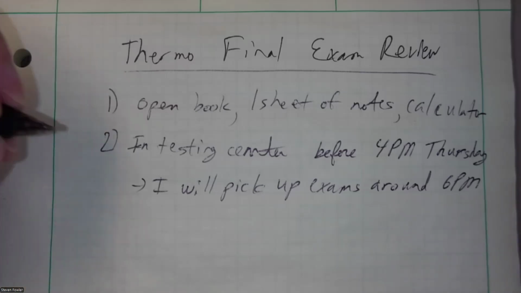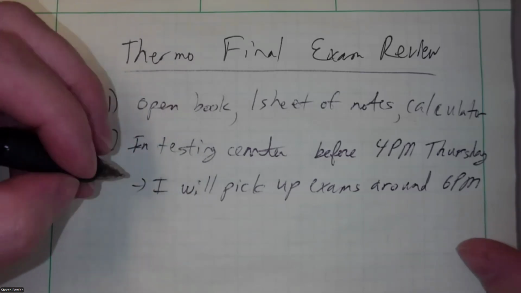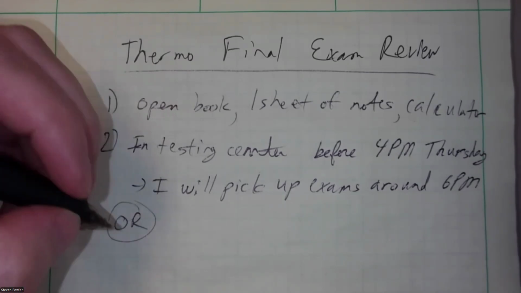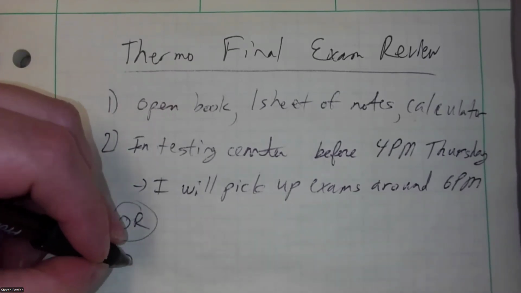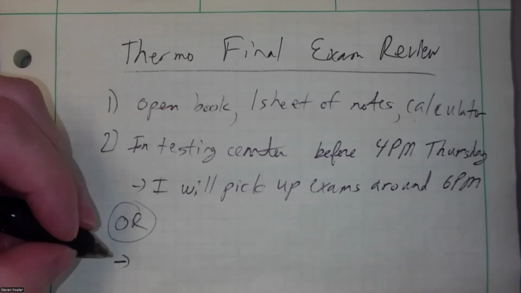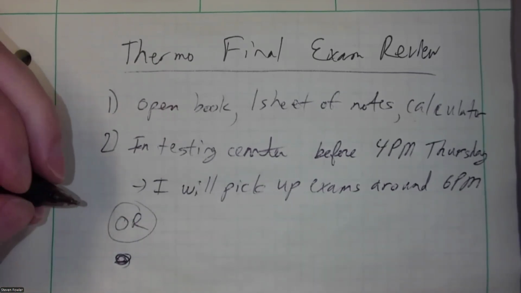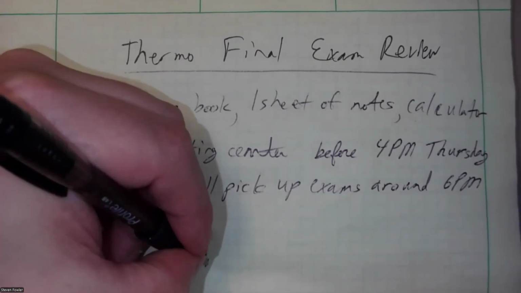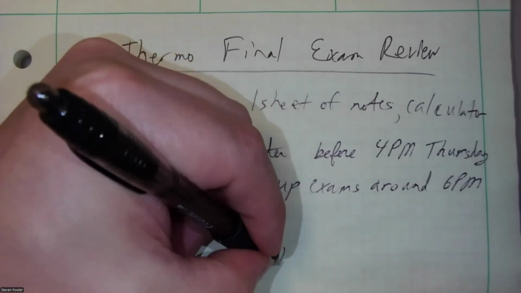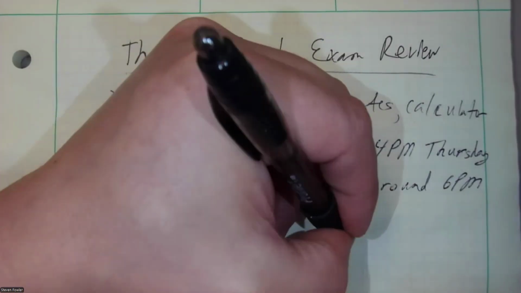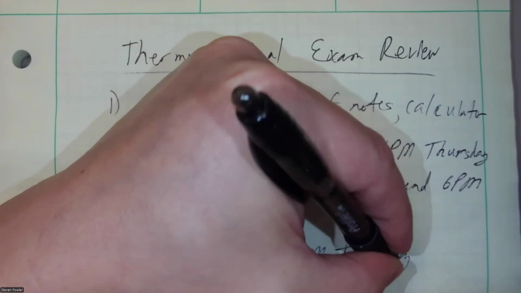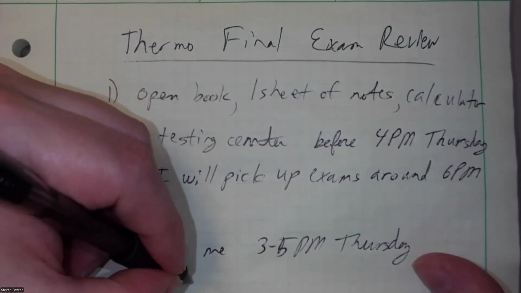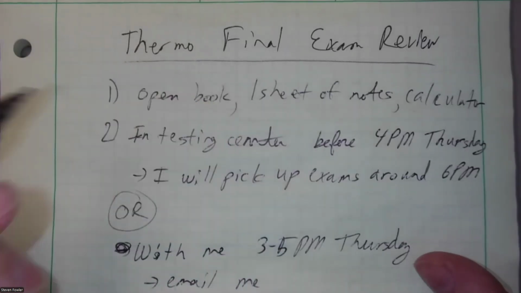Okay. Let's not do the alternative, right? The other alternative is, at least let's not do the one where you get it done after 6. You're not going to like the results of that. Or you can take it with me from 3 to 5 p.m. Thursday. Just email me, let me know you're going to take it with me so I can print enough copies.